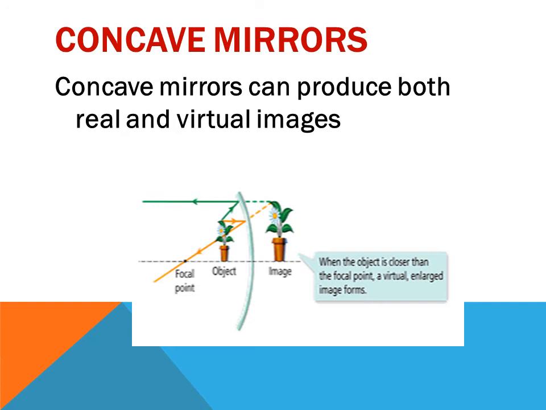Okay, now let's see the image produced by concave mirrors. Concave mirrors can produce both real and virtual images. Here you can see the ray diagram which shows the image produced by a concave mirror. When the object is closer than the focal point, a virtual enlarged image forms. So this is the image formation of a concave mirror.